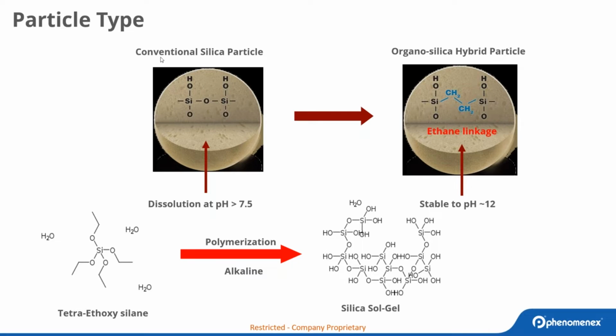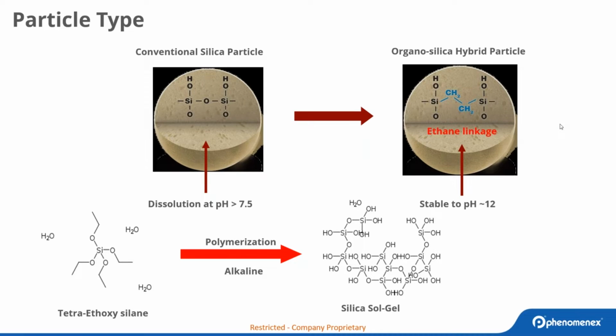particles to then dissolve. And that's why most conventional silica particles have a max pH of 7.5 or 8, right? If you go above that pH, then you begin to dissolve these silicas, and it's the siloxane bridge that begins to break down.